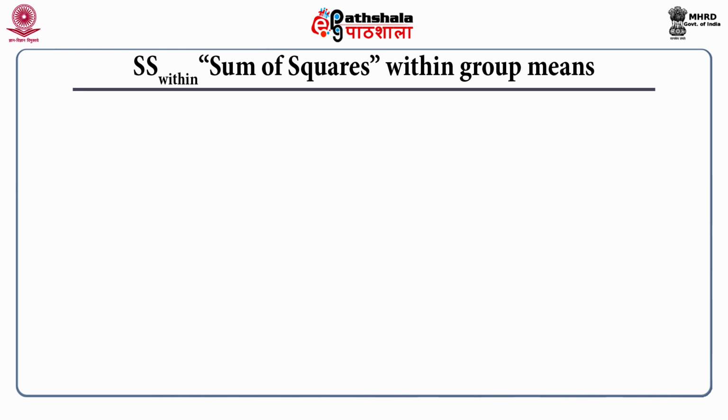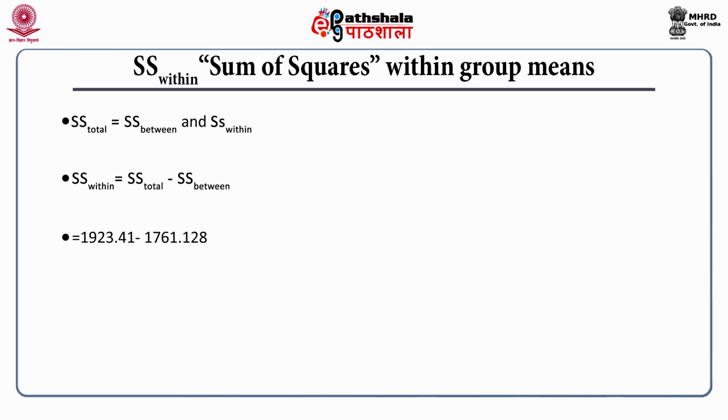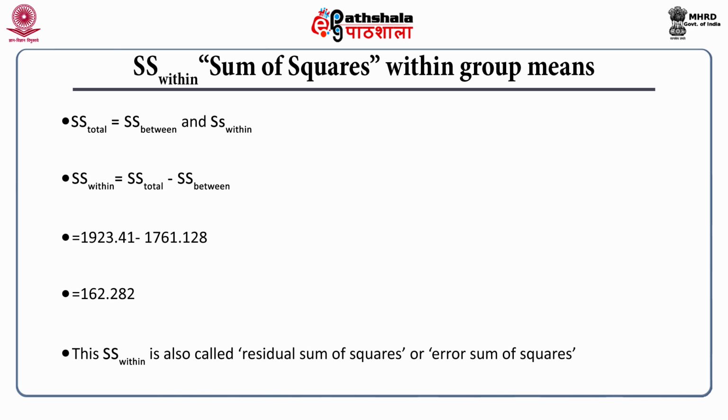Now the third crucial value of the ANOVA is SS within, that is, the sum of squares within the group means. As you can see, SS total is equal to SS between plus SS within. Therefore SS within is equal to SS total minus SS between. Given SS total and SS between, you can calculate SS within by plugging into this formula. That is 1923.43 minus 1761.128, so our SS within is 162.282. This SS within is also known as the residual sum of squares or error sum of squares.